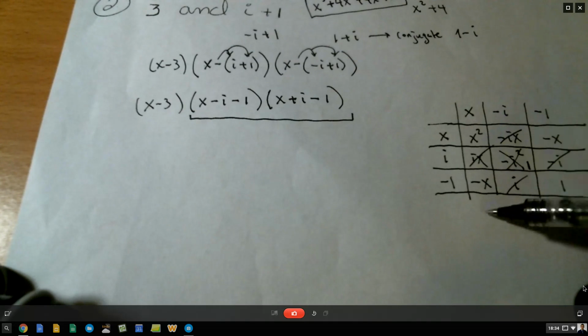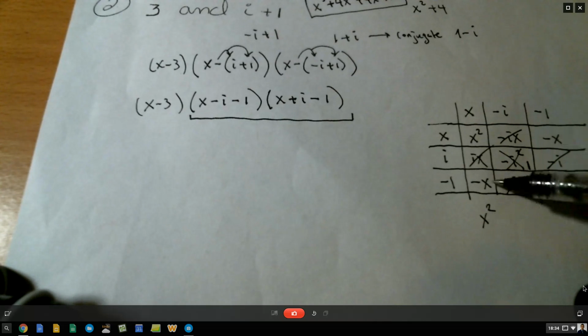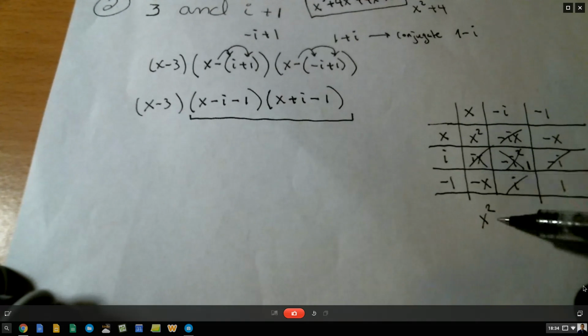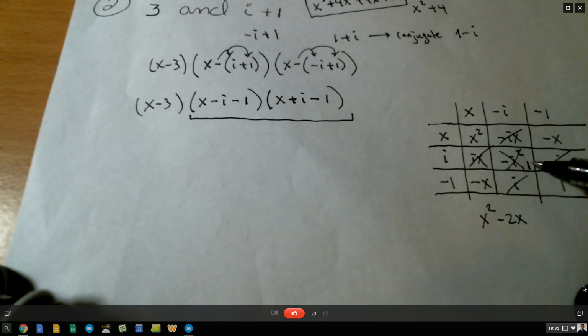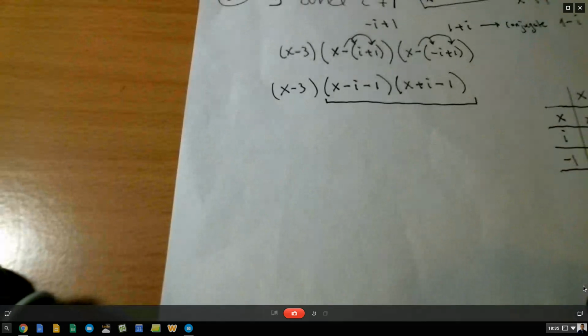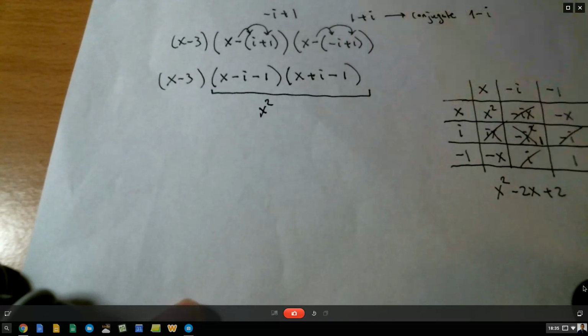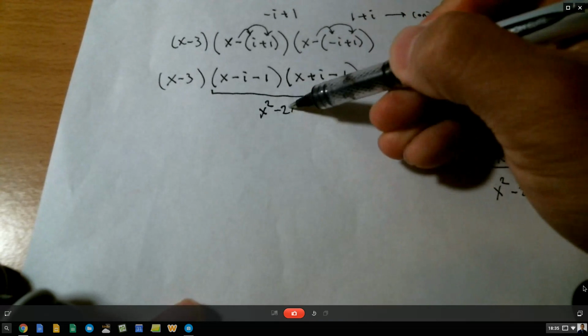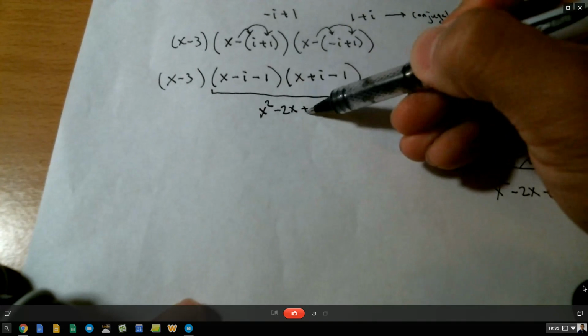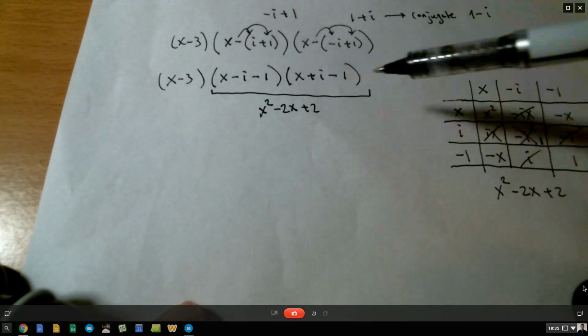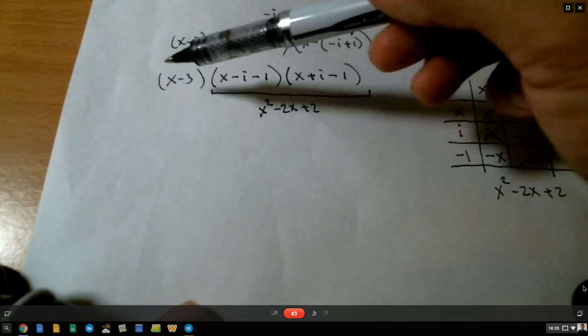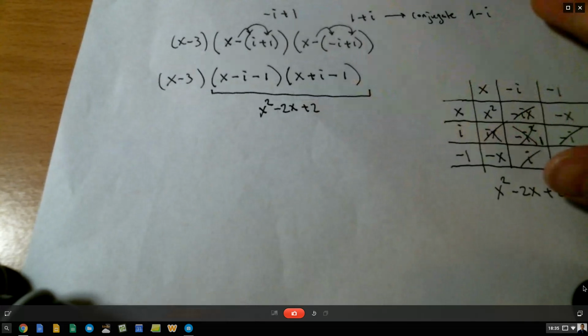We have x squared, negative x plus a negative x, negative 2x. 1 plus 1 is 2. Okay? And now we're going to take that, I'll write it underneath here. So we have x squared minus 2x plus 2. That's what happens when we FOIL these two together. Now we have our answer, but we have to FOIL it with x minus 3.